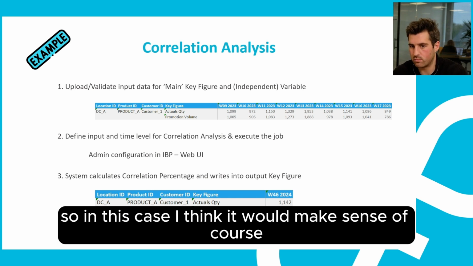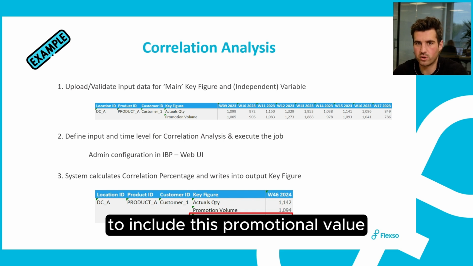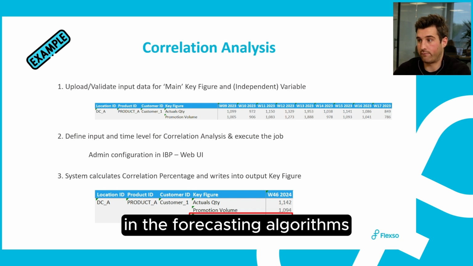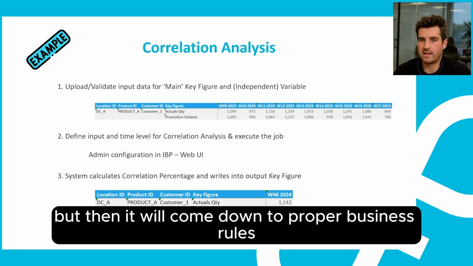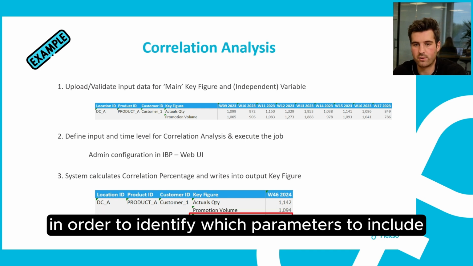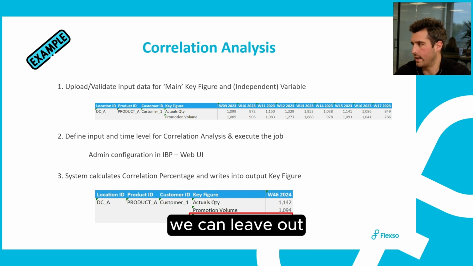So in this case, I think it would make sense, of course, to include this promotional value in the forecasting algorithms. Of course, for other examples, it might be less extreme, but then it will come down to proper business rules in order to identify which parameters to include and which parameters we can leave out.